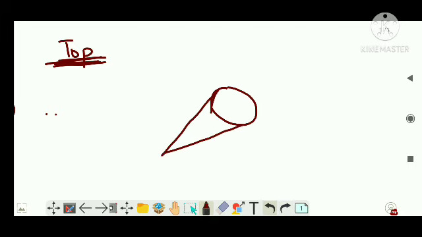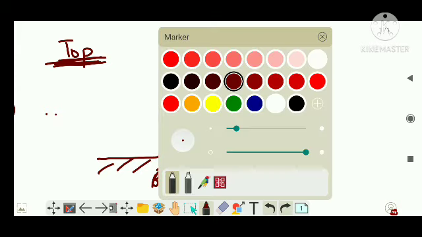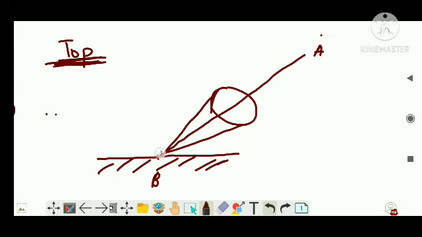This part is on your ground like this, right? Its axis of rotation is actually this one, right? Let's name it A and B. That means one point of the axis of rotation is hinged, or I can say it is stagnant. But one point is free to rotate, right?